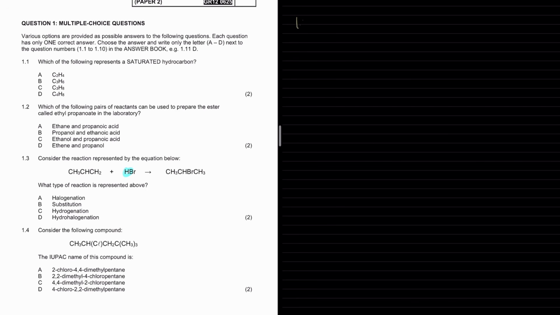Question 1.4. Consider the following compound. The IUPAC name of this compound is. Again, it'd be easiest if we just draw it. So what we'll do here is we'll start with the CH3, then CH, then there is a Cl attached to it, then a CH2, then a carbon that is attached to 3 CH3s.